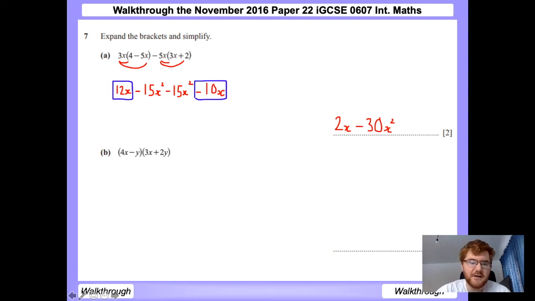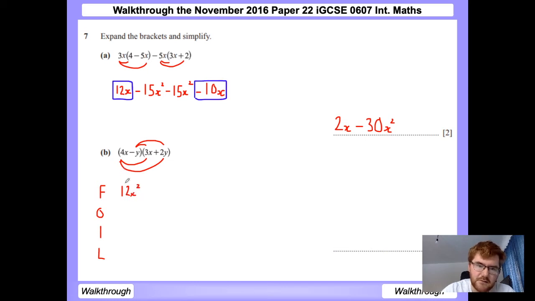And the next part, we're going to use FOIL, or the eyebrows. This is done in many different ways. We just have to make sure everything is multiplied by everything. So some of you may have done this by FOIL, so I'll talk this through as we go. So FOIL is the first term, which is 4x times 3x. So that's going to give me 12x squared.